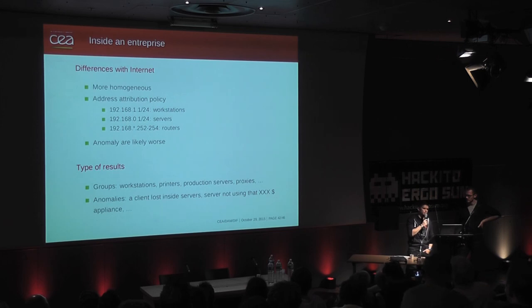So what we can have as a group: workstations, of course, printers, production servers, proxies. And as anomalies, we can have a client lost inside the server subnetwork, maybe with privileged firewall rules, and maybe an interesting point, a host to hack, maybe a server which is not using your usual appliance.